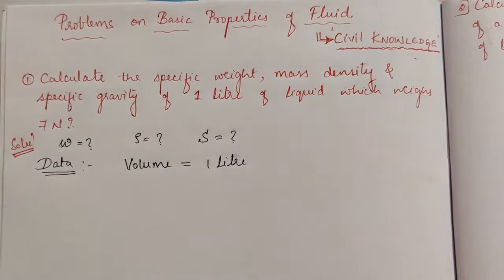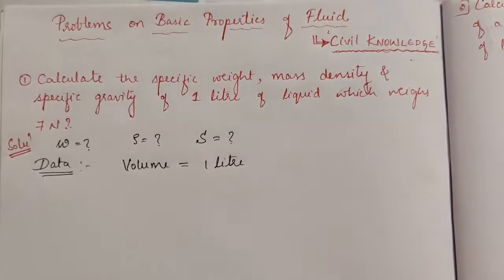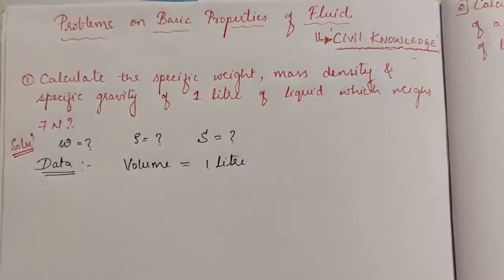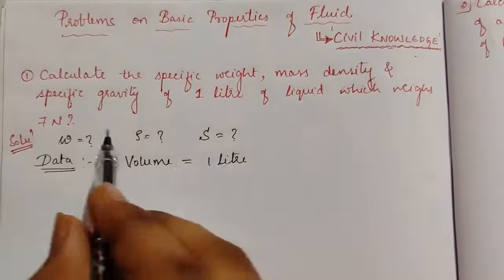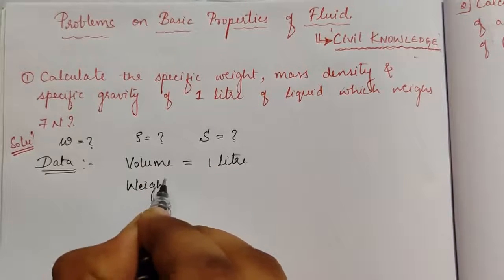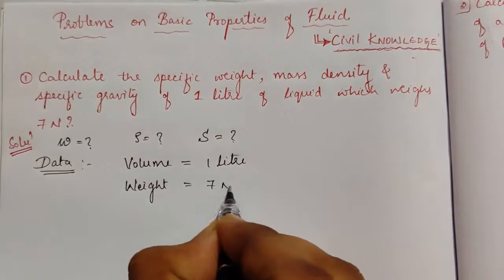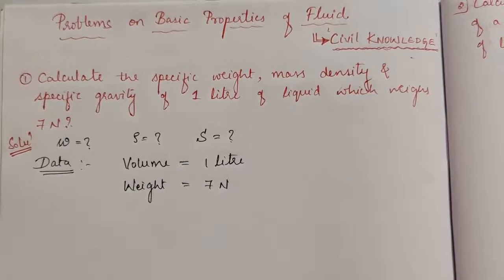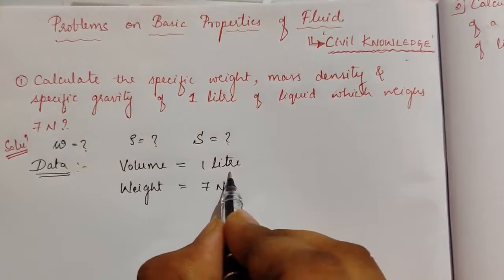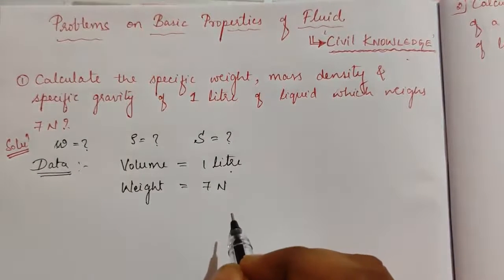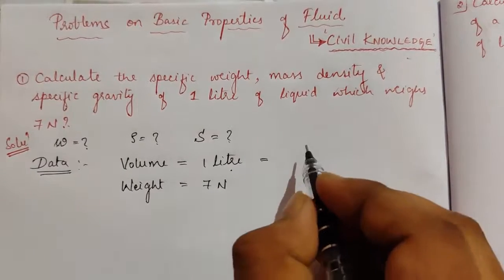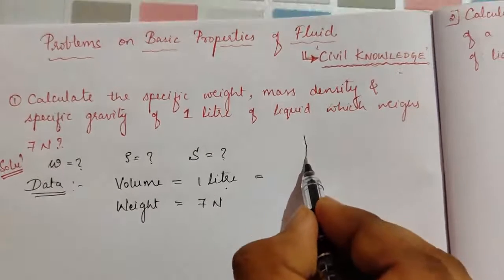As this is the first problem, I'll go very slow and in detail. In coming problems we will go on by using the notations. So volume is 1 liter and what is given? Weighs 7 Newton. So weight is given, it is 7 Newton. Now volume is given in liter, so we have to convert it into meter cube, because of the SI unit system. So 1 liter is there, so how to convert?